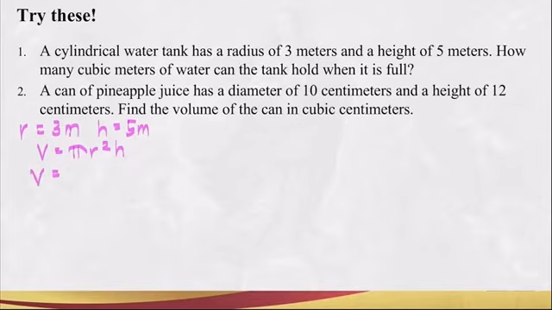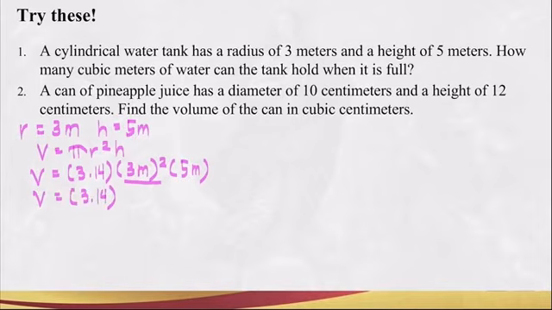So V is equal to, pi is equal to 3.14, r is 3 meters squared and h is 5 meters. Step number 4 is let's evaluate the exponent. So unahin natin itong si 3 m squared. Rewrite lang natin yung ibang numbers: 3.14. So 3 times 3 is 9 meters squared times 5 m.